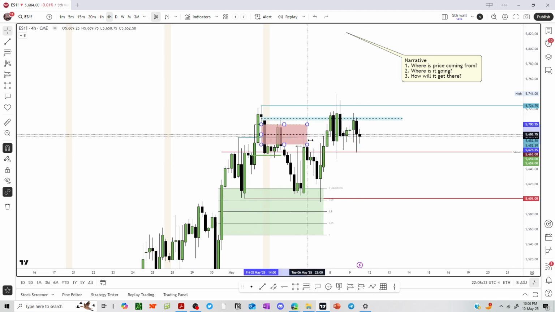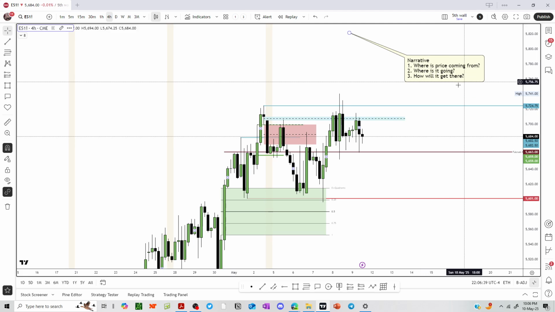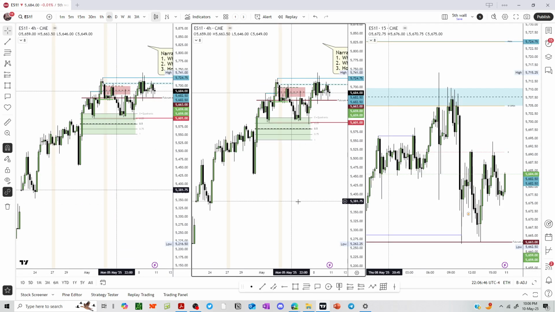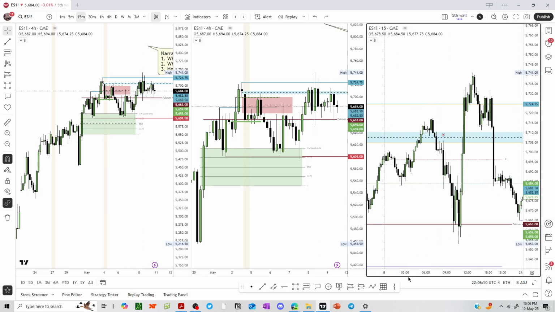So it all depends how you see it, and that's again, where is price coming from, where is it going, and how will it get there. That would be your 4-hour analysis. That now, and that's literally how you could have traded it, right?